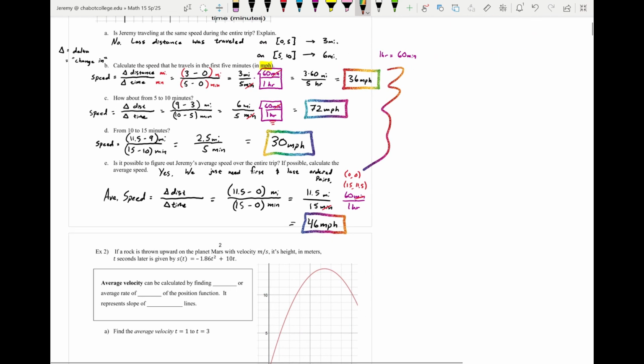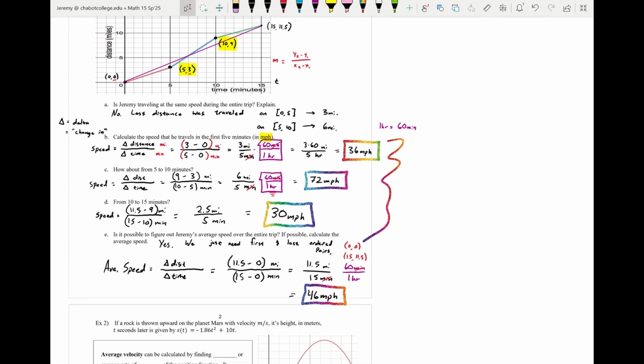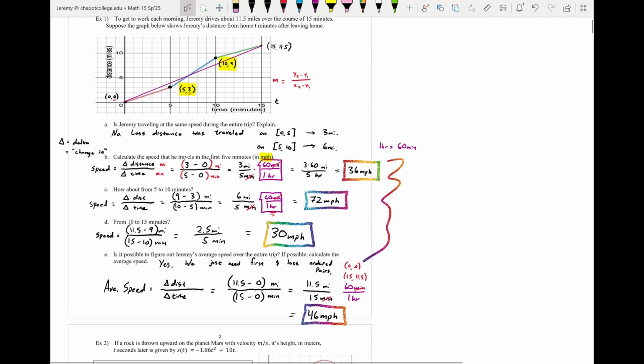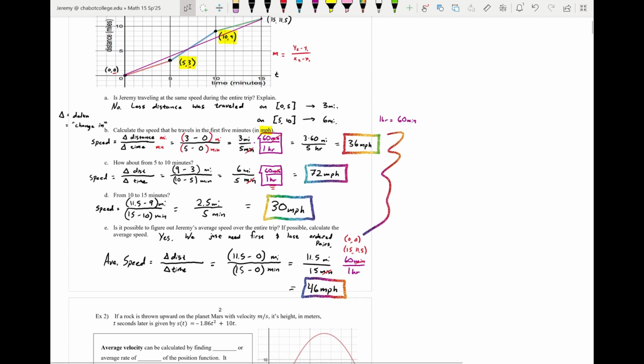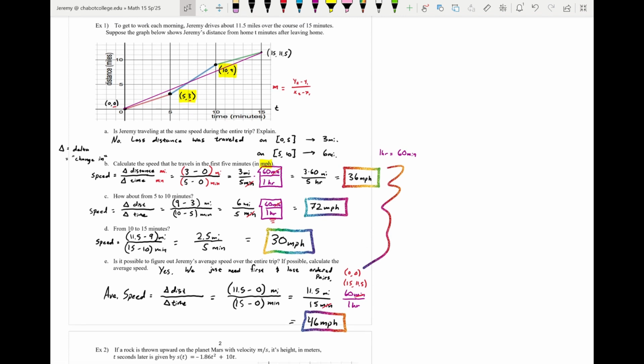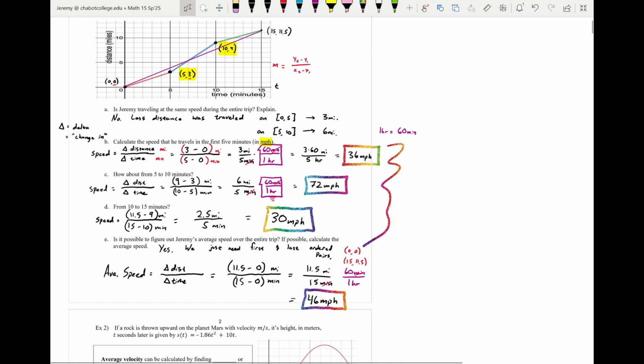So does this number make sense? Does this seem right? Yeah, I think it does, because in the first little bit we're going 36 miles per hour, the second little bit we're going 72 miles per hour, and then 30 miles per hour. So I imagine it'd be some number between 30 and 72. We got 46 miles per hour. That sounds about right to me. So we can just use those first and last points to find the average speed.